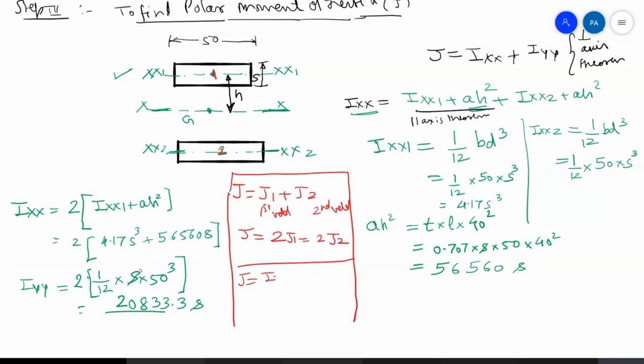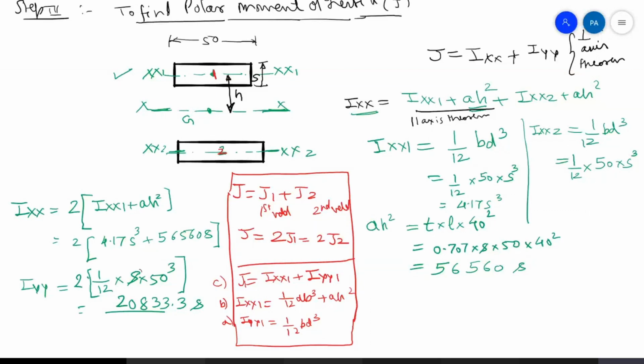Okay. Now how do we find J? J is Ixx1 plus Iyy1. Now how do we find Ixx1? It is 1 by 12 dB cube or BD cube plus A h square. And how do we find Iyy1? 1 by 12. If it is dB, then it will be BD cube. See, the red color explains the entire theory. So we start with finding Iyy, then Ixx, and then J.